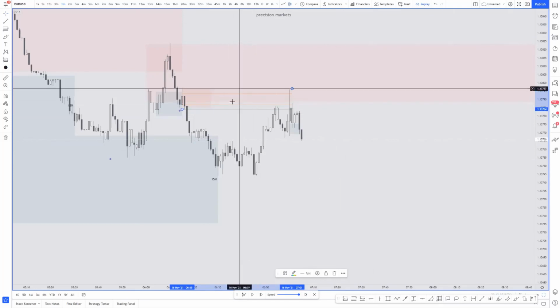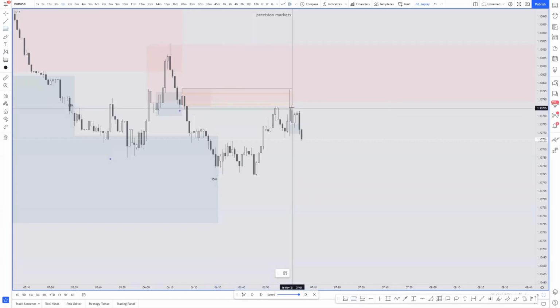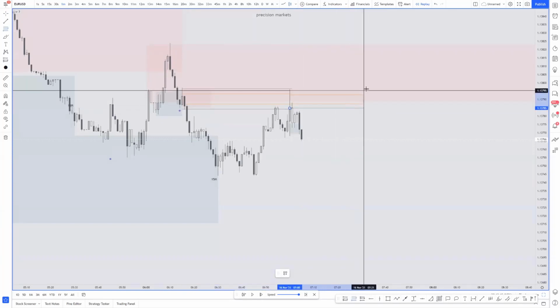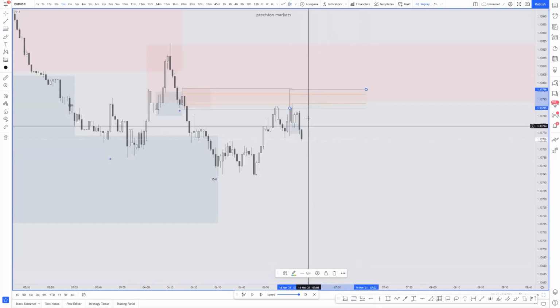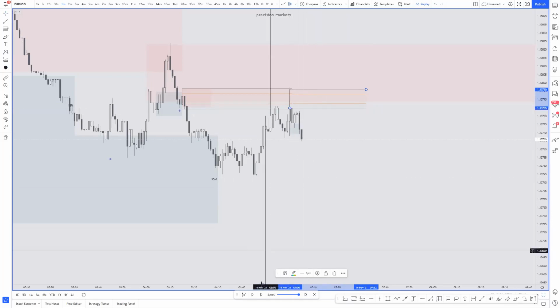So this is our first entry, the risk entry. Opportunity 2, which is probably a little bit safer, would be this wick, because it's the flip again. You have inducement sitting right underneath it.